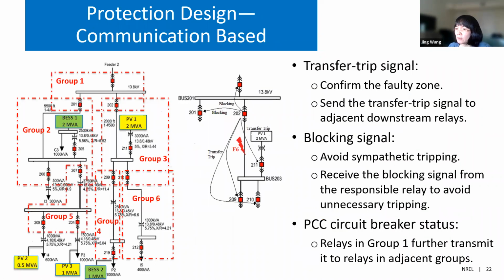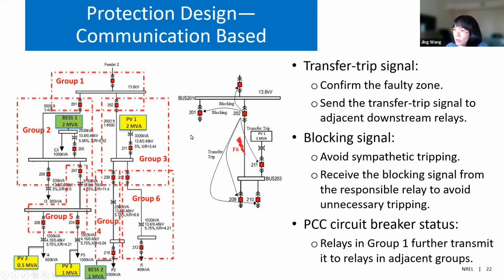Then we define the communication. As you can see here, we have 6 groups, and each group has multiple relays included. The relays inside the group can share information, and relays can also share information with an adjacent group. For example, group 2 relays can share information with group 1.